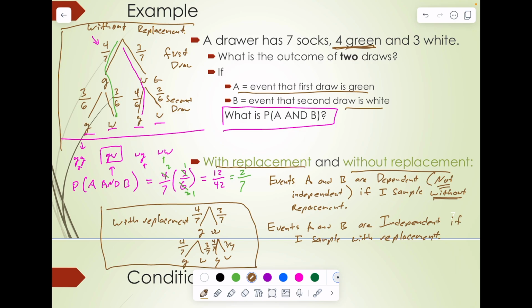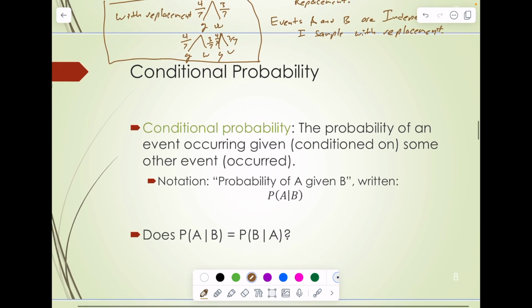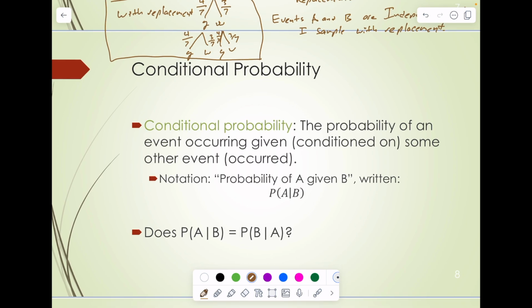Okay, and so we used our tree diagram in order to figure out the probabilities of the outcomes of a two-stage experiment in which there were two trials, one draw and then a second draw. And that brings us to conditional probability, the probability of an event occurring given or conditioned on some other event occurred. And the notation is the probability of A given B. So we do this vertical line here that means given.